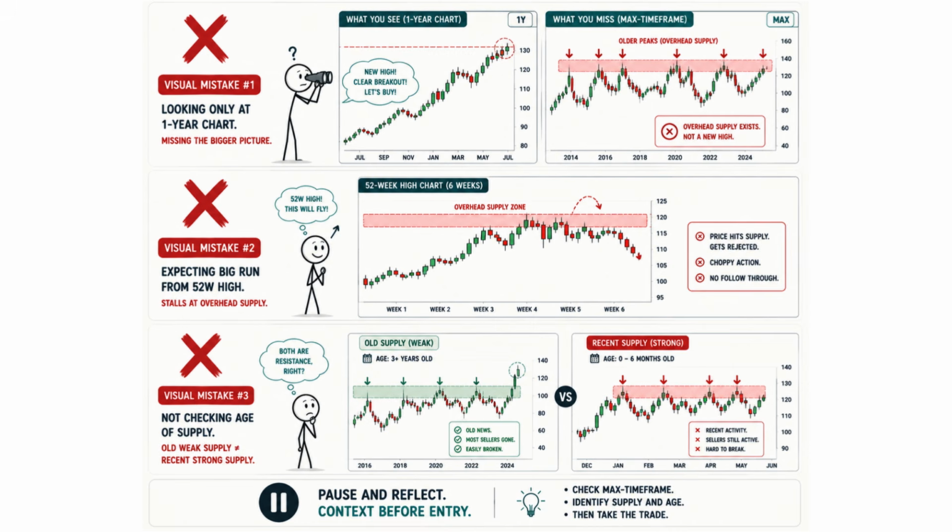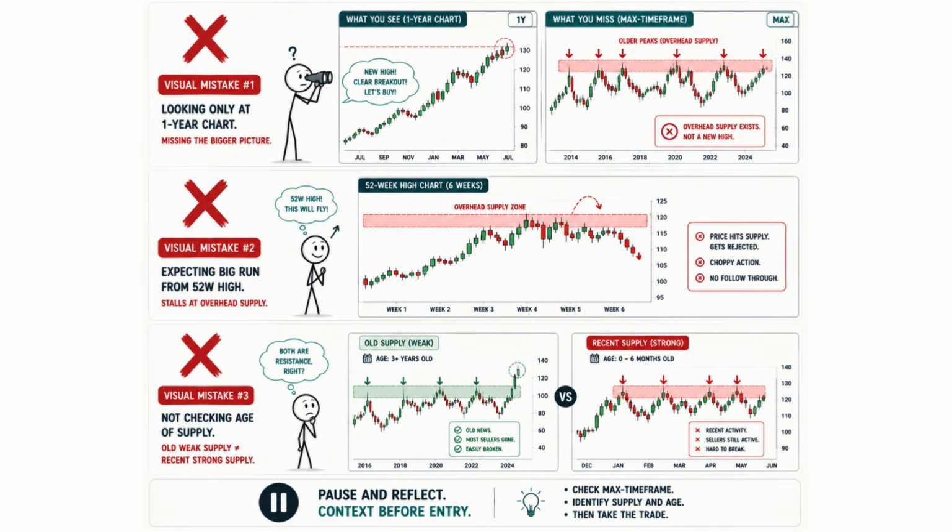3 mistakes traders make. Mistake 1, only looking at the 1 year chart. The default chart view is 1 year, so you never see the older peaks. You treat a supply heavy 52-week high like a clean all-time high. Always check maximum time frame before a breakout trade.